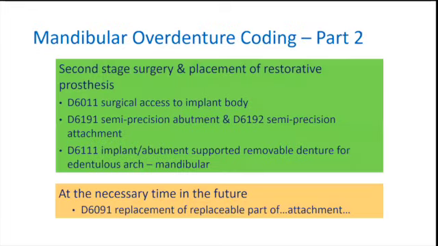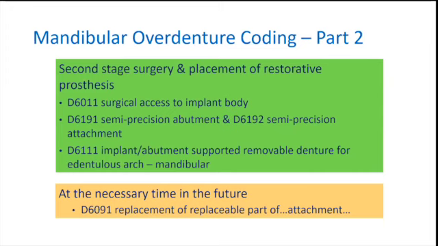And then the second stage surgery and placement of the restorative prosthesis would entail coding D6011 for the surgical access to the implant body. Again, the second stage surgery. And then D6191 for the placement of the semi-precision abutment on the implant, and D6192 for the semi-precision attachment that goes within the overdenture. And then D6111 for implant abutment supported removable denture for the edentulous arch, mandibular.